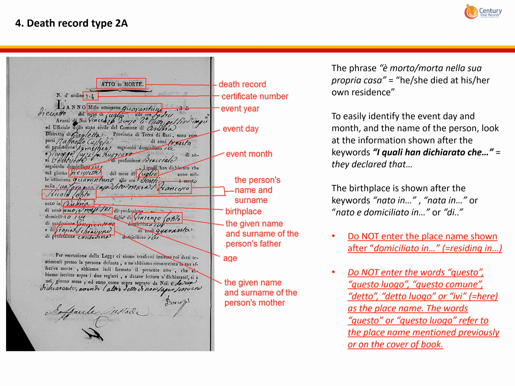Attention! Key the birthplace only if you see the keywords nato, nata, or di before the place name. Do not key the place name if it is only the place of residence of the person. Do not enter words like questo or comune. These keywords refer to the place name shown previously at the top of the image or on the cover of the book.